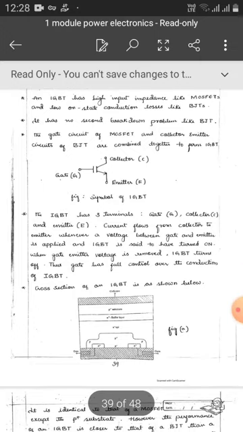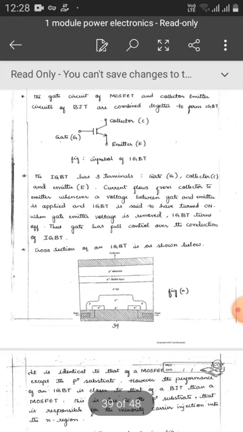So the figure shows the symbol of IGBT. IGBT has three terminals: emitter, gate and collector. The gate circuit of MOSFET and the collector-emitter circuit of BJT are combined together to form a new device. This device is called the IGBT. Thus, IGBT has the advantages of both the BJT and MOSFET.